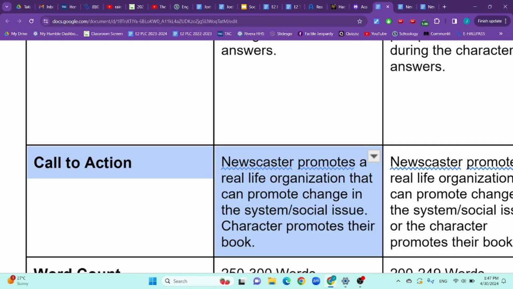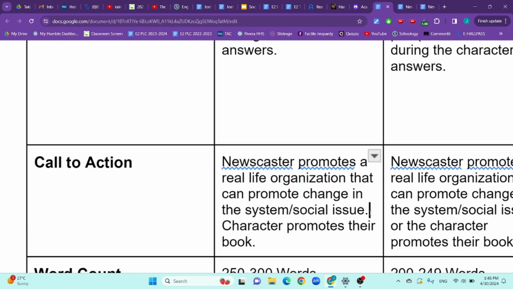So if I'm the newscaster, let's pretend I'm the newscaster real quick, I would promote an end to wizarding prejudices. Maybe I would say, hey, go to antiprejudicewizard.com. I don't know. You guys will have an actual organization. Does that make sense? If you're talking about bullying, mental health, child warfare, all of this stuff, you will actually have a real organization that real people can go to, to make change.